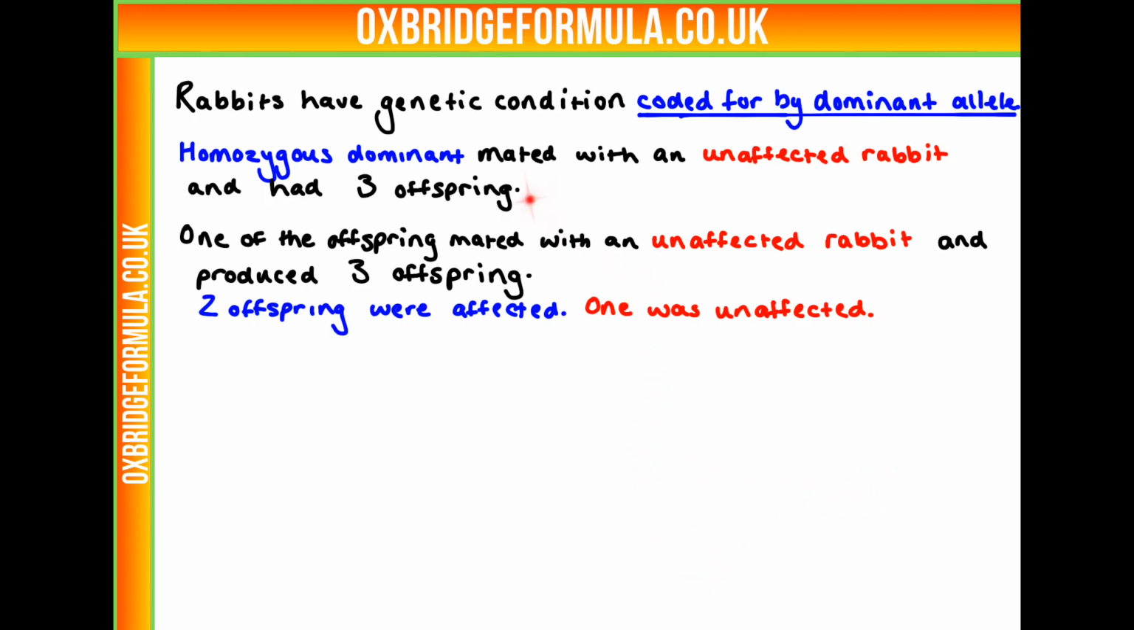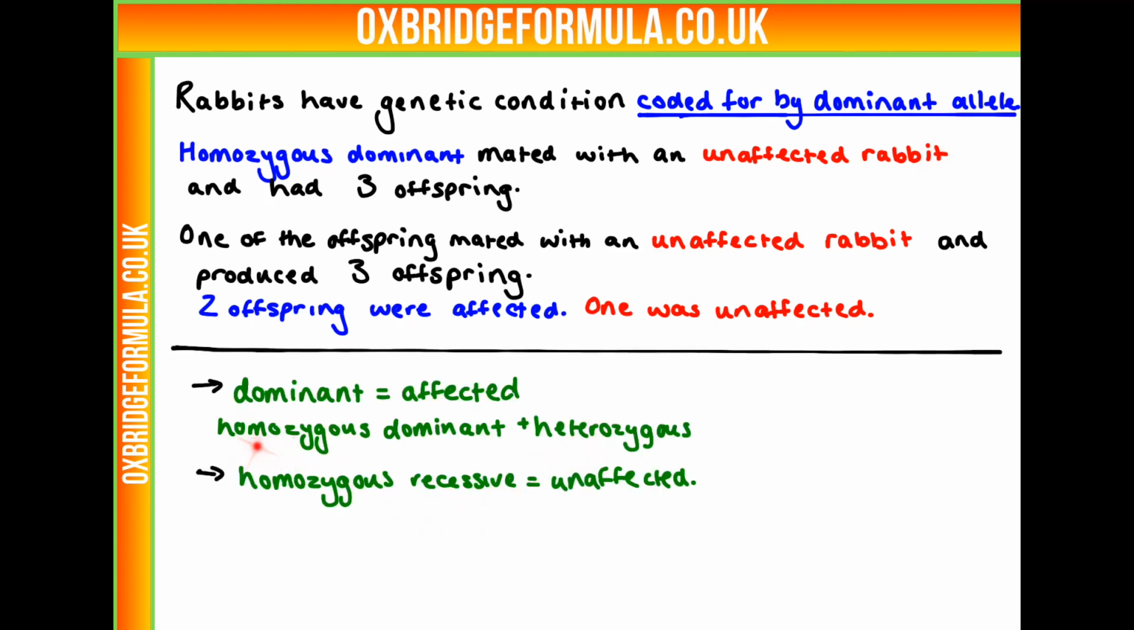Well, we know that the condition is coded for by the dominant allele, so any rabbit with a dominant allele is going to be affected. So this can be both homozygous dominant or heterozygous. And that means that only unaffected rabbits are going to be homozygous recessive. So take a second and see if you can sketch out a little pedigree diagram about this population.